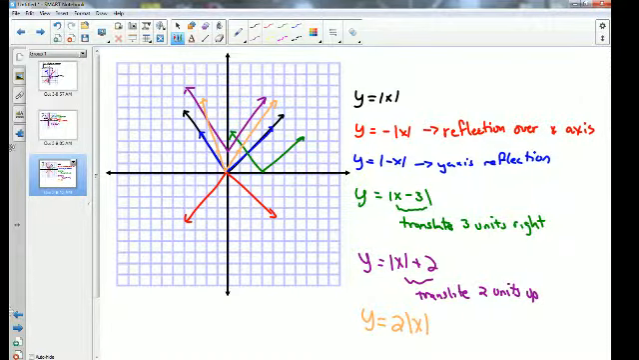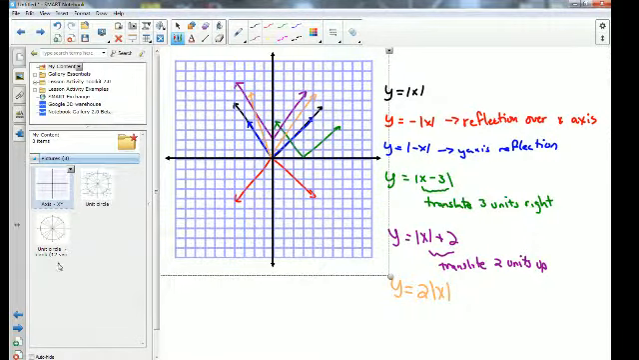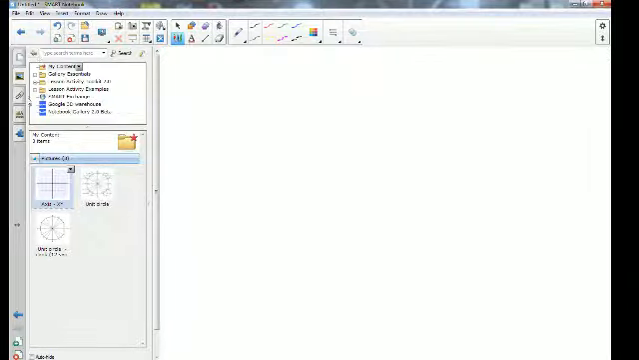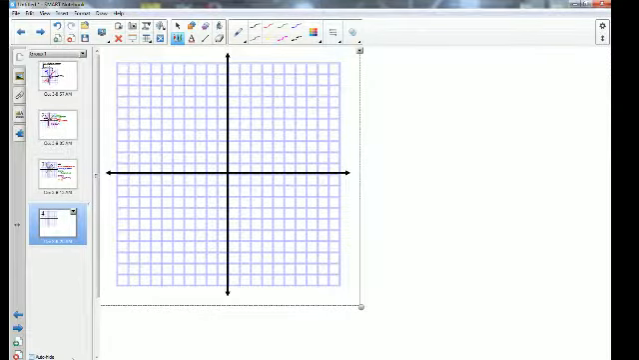Okay. Let's talk about combining all those things, because we can combine them, right? Which function do you want to mess with? X cubed? Okay. Yeah.